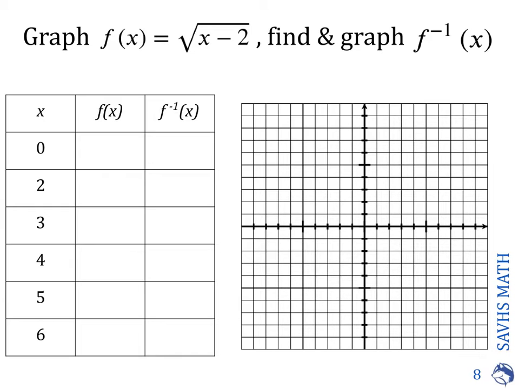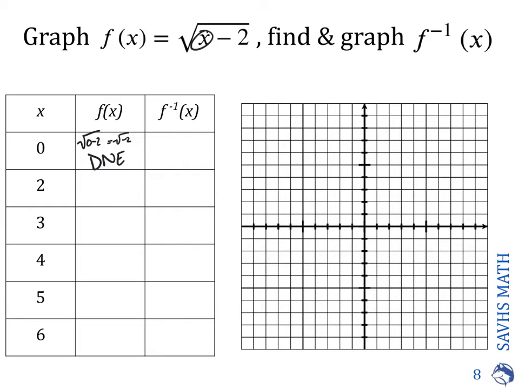All right, let's do another example of finding an inverse of a function, and then we'll do a little graphing here and just see what we can come up with. Let's start by just putting in these values for x in f of x, see what we get out for a minute, and then we'll go from there. So the first one we would put in 0. So now we have 0 minus 2, which is the square root of negative 2, which is not a real number. So we can write DNE for does not exist.